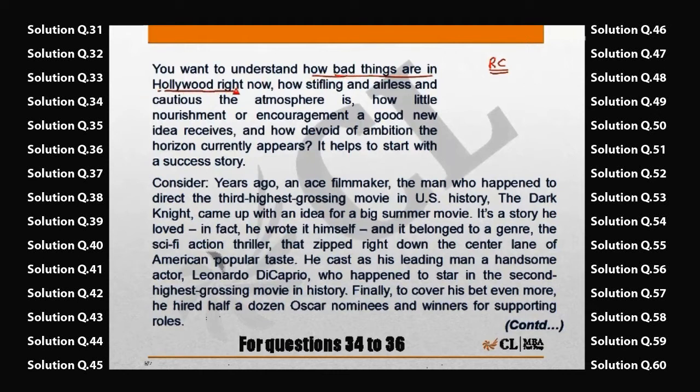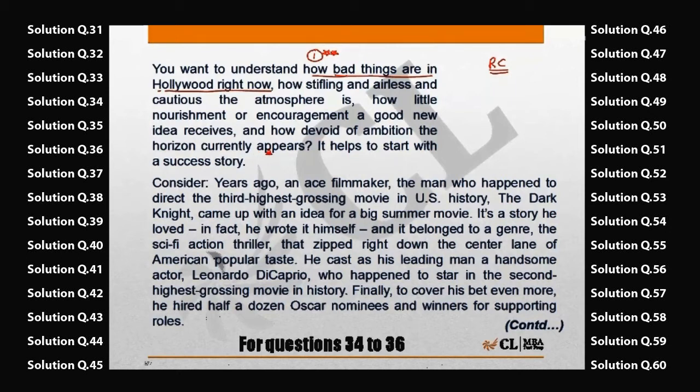So very clearly he has pushed his position in place. So this is a very key statement. Then how stifling and airless and cautious the atmosphere is, how little nourishment or encouragement a good new idea receives, and how devoid of ambition the horizon currently appears.